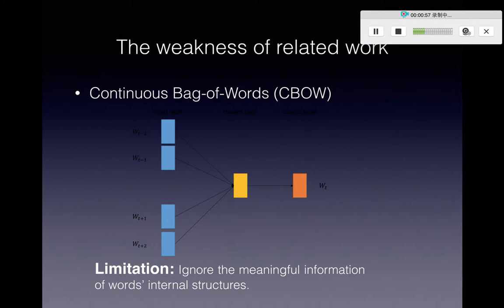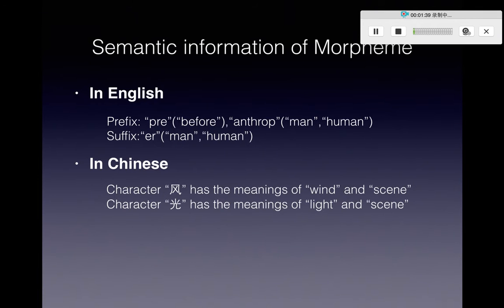There are still some weaknesses in this related work. For example, with regard to the continuous bag of words, these models use context words to predict target words. The first layer is the input layer. The second layer is the hidden layer. The output layer is the target word. As we can see, these models can only capture some word-level semantic information and ignore the meaningful information of words' internal structures.